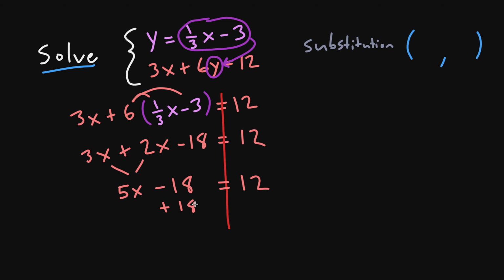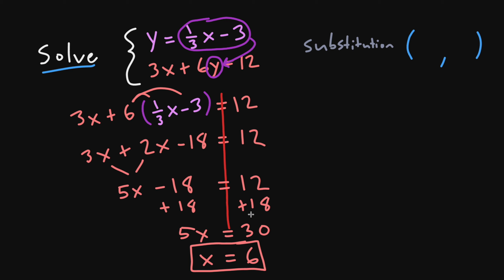Add 18 to both sides, and what you're left with is 5x equals 30. Divide by 5, you get x equals 6. Now if you put a little box around this and say, okay, I found x equals 6, that's great. X equals 6 is lovely, but it's not the full solution. Remember when we said solve, we were looking for a coordinate point. So this number 6 goes in the x spot, but we're not done yet. We need the y as well.